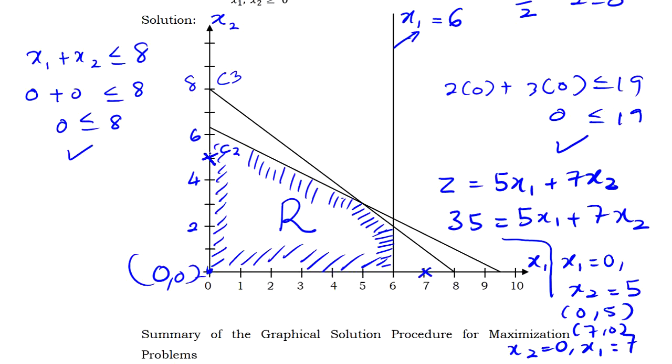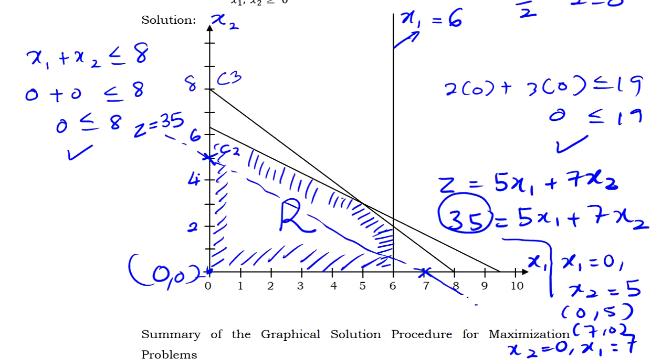So somewhere here. Okay. So draw a dotted line crossing these 2 points. So this is the Z line when Z equals to 35. So here Z equals to 35.